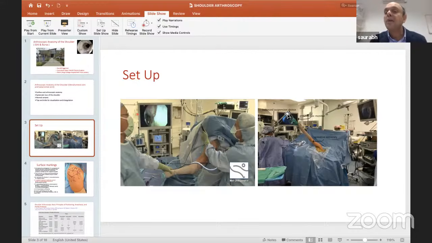So there's no right or wrong. The idea is, whatever you are trained in, you should use that position, and the idea is to do a good job and a quick job.